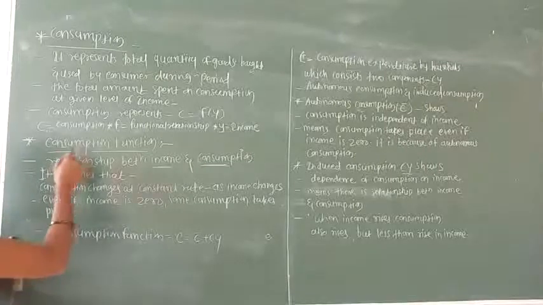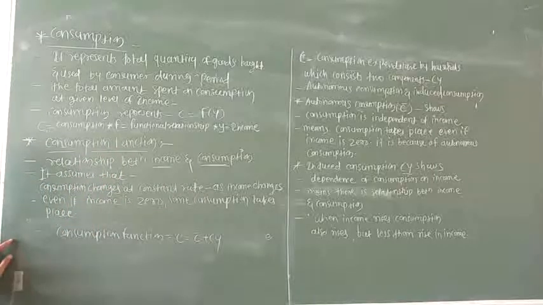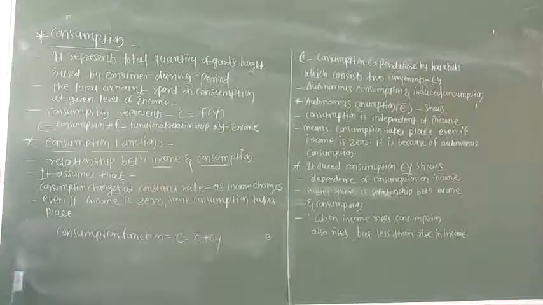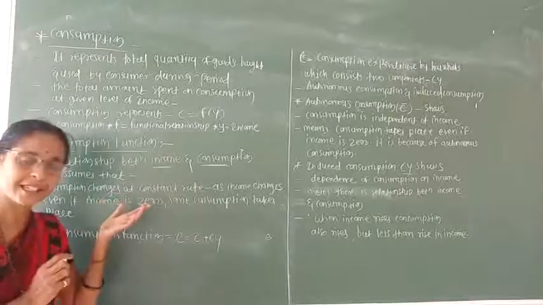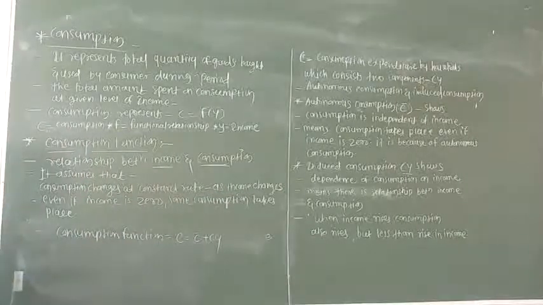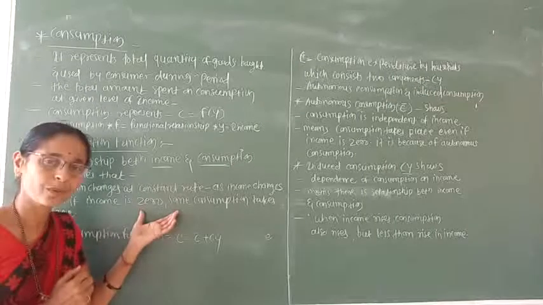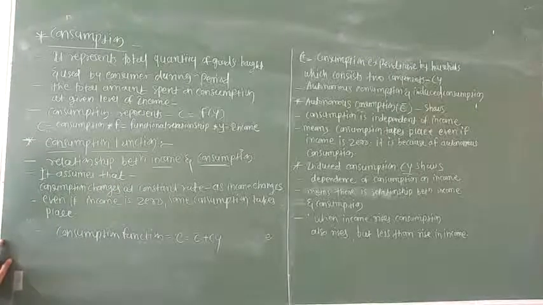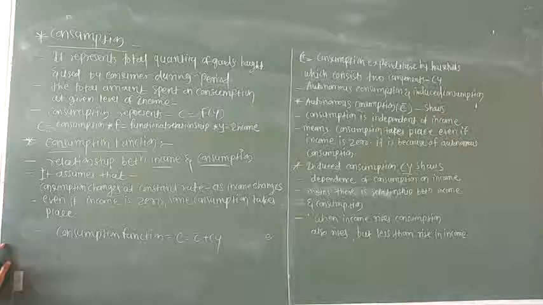Here the consumption function assumes that consumption changes at a constant rate as income changes. And even if the income is zero, consumption still takes place. See students, according to the consumption function, consumption changes at a constant rate as income changes, and even if the income is zero, consumption also takes place.